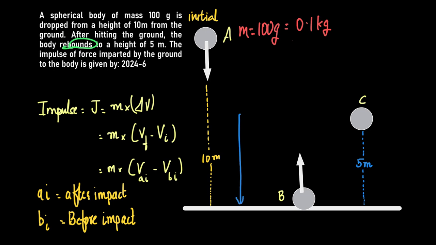Initial direction of motion, after impact, final direction of motion. It reverses. So if this is plus V, this becomes minus V. Okay, that's better to say. If we consider this direction of motion to be negative, then the final direction of motion is positive. Okay, reversal in direction of motion.